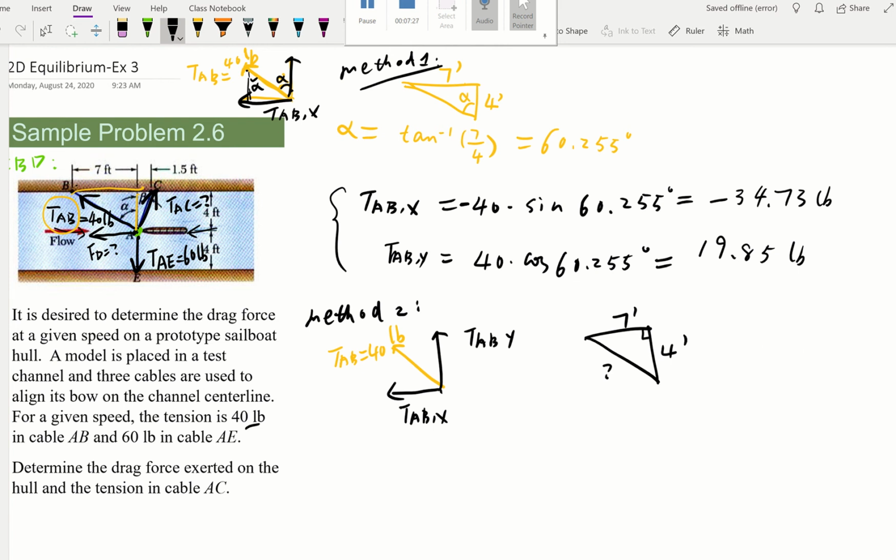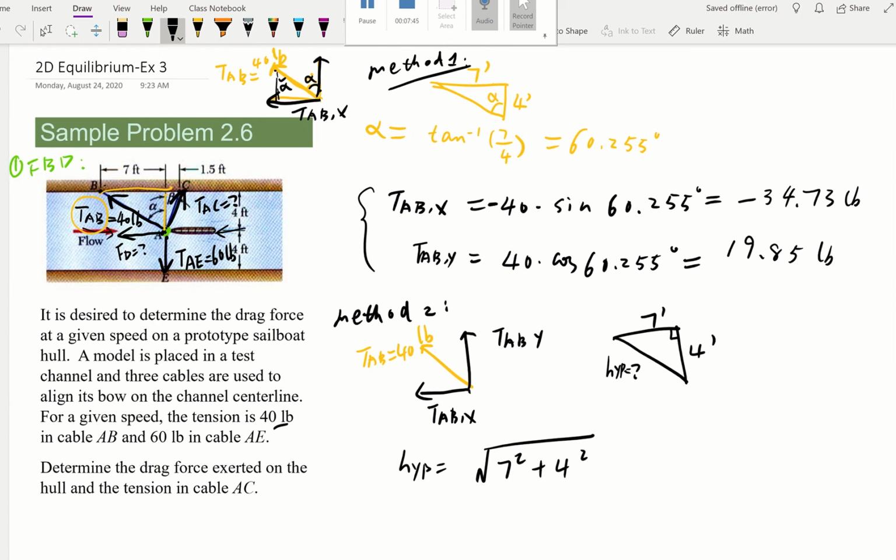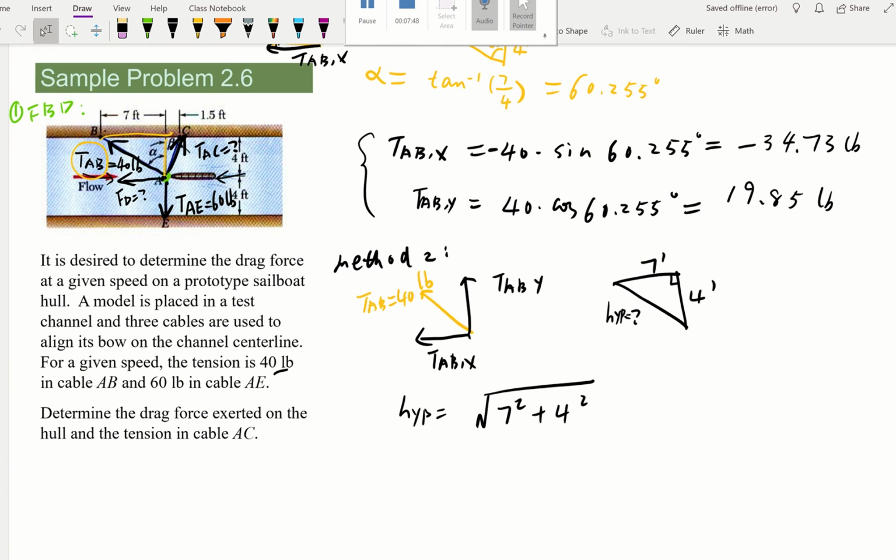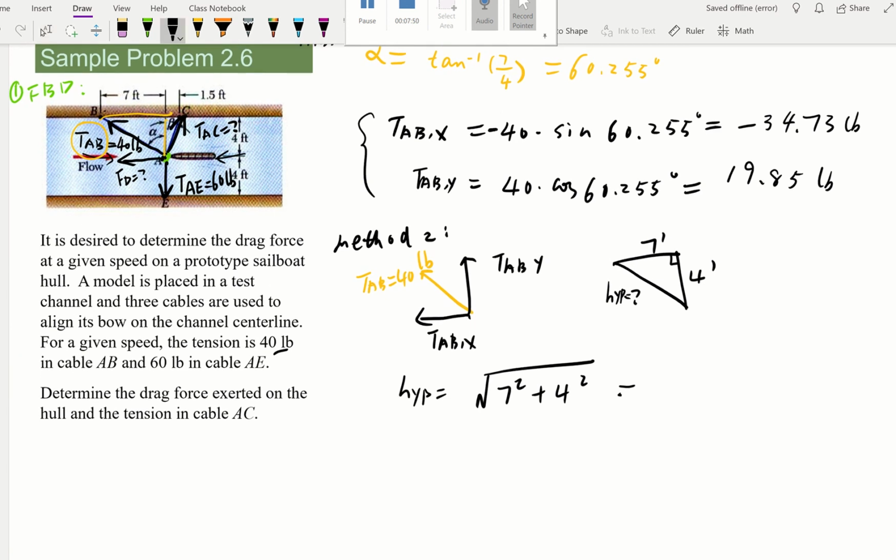Since this is 90 degree, right? So the hypotenuse, we're going to call H, hypotenuse. That's going to be equal to the square root of 7 squared plus 4 squared, right? And knowing that, we can go ahead and calculate that. So we have 49 plus 16 and take a square root of that. We get an answer of about 8.06 foot.